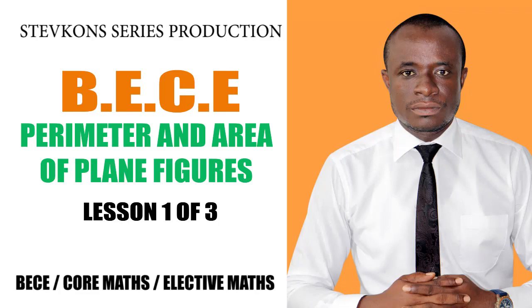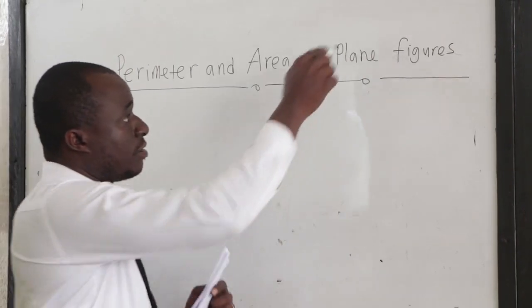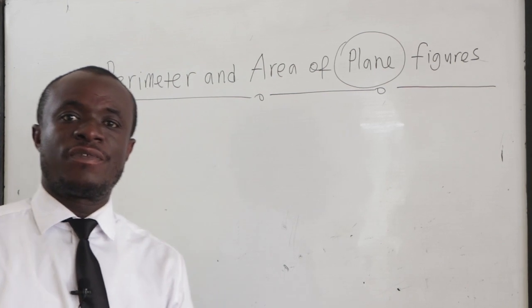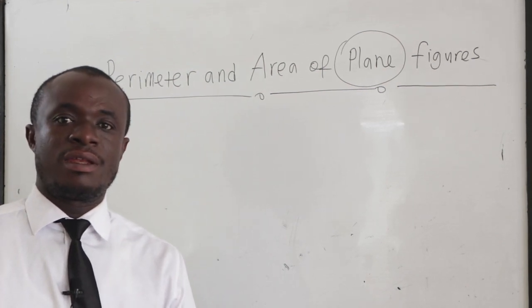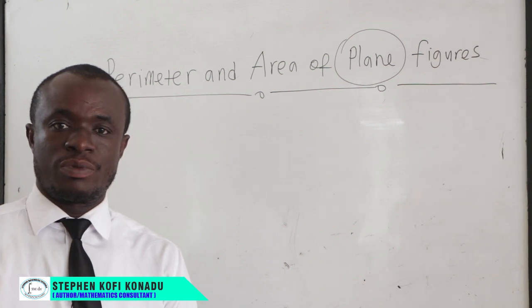Today we shall be looking at perimeter and area of plane figures. Now, plane over here refers to a flat surface. An example of a flat surface can be a tabletop.